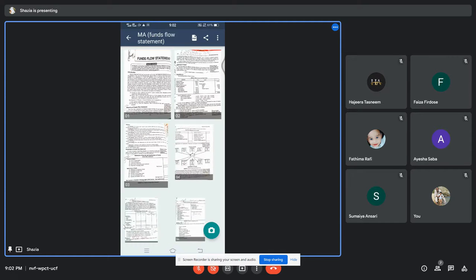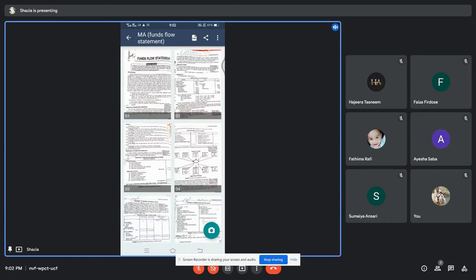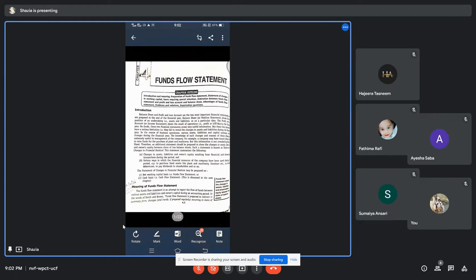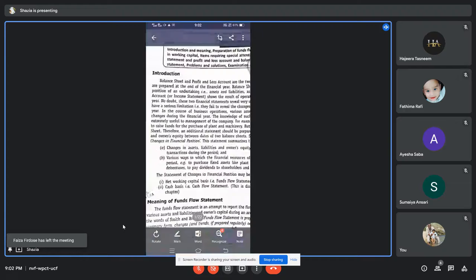I did not forward this one in the group, but now I'm going to forward it to everyone. So next chapter for tomorrow or Sunday. Fund flow statement, chapter number 4, you write. Write the meaning of funds flow statement. Read the definition.